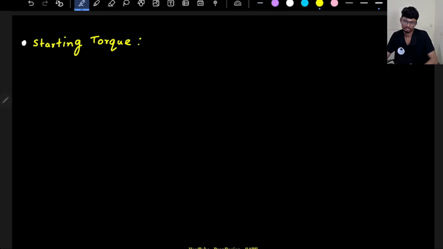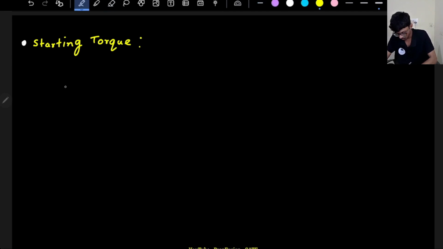Now we will derive the expression for starting and maximum torque. First, let's derive the expression for starting torque. So the first expression is the starting torque.